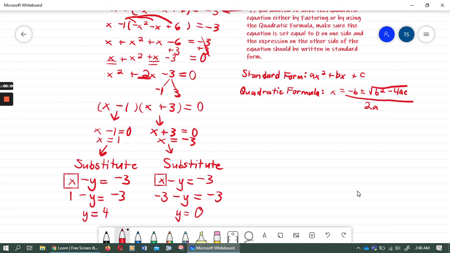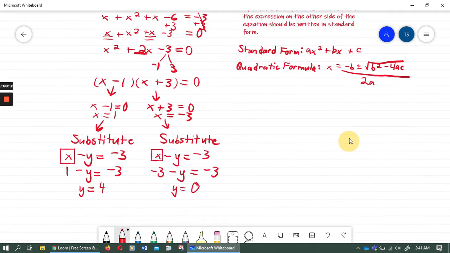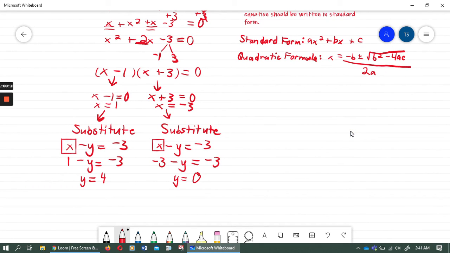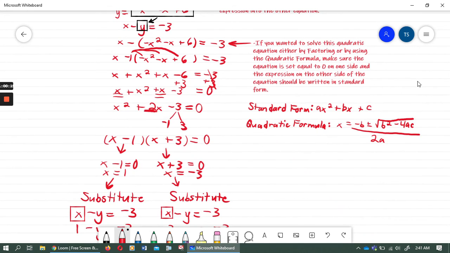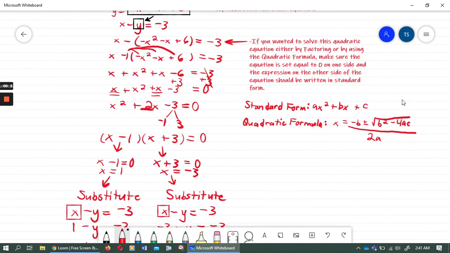Alright, so we've got two different x values, two different y values, right? Two different ordered pairs as our solutions. So here for this linear quadratic system, we've got two solutions.